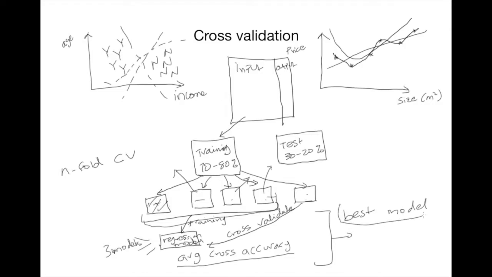And this resulting best model is then going to be tested using our test data. So this gives us our final accuracy, which tells us how good our model is with respect to unknown data.